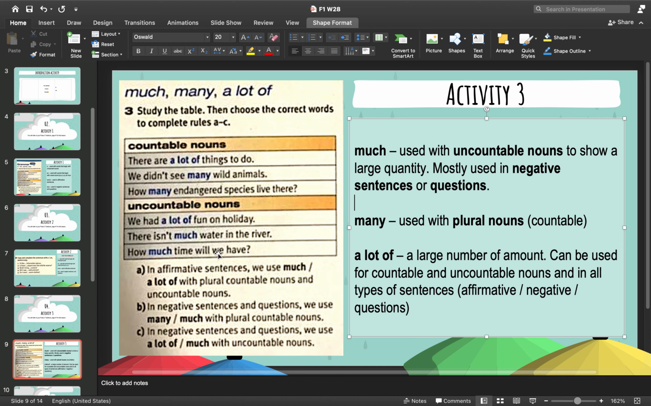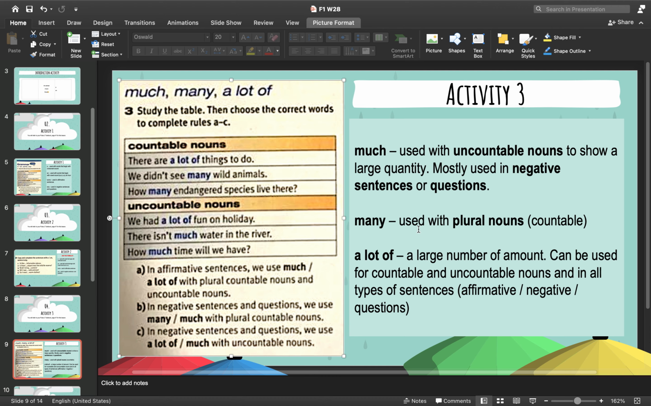Dekat bawah dia, how much time will we have? How much time will we have? Kita ada berapa banyak masa? It's a question. So for question, we have question mark and we can use the word much. Okay. Now, many pula macam mana?